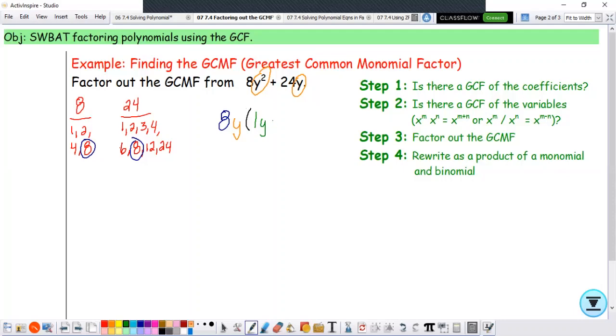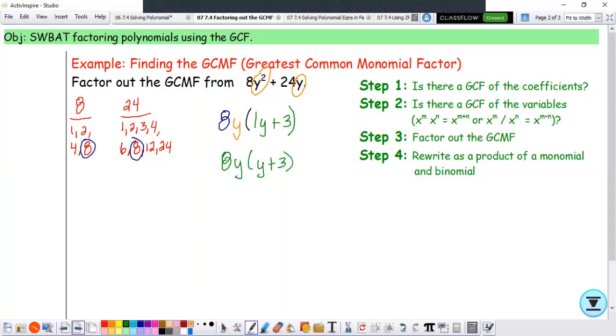And then we have plus. What do I take times 8y to give me 24y? Well, 24 divided by 8 is 3. And to get y, it would just be a 1. So I don't need any additional y's. So my greatest common monomial factor is 8y, times my binomial, 1y plus 3, or you can write it as 8y times y plus 3.